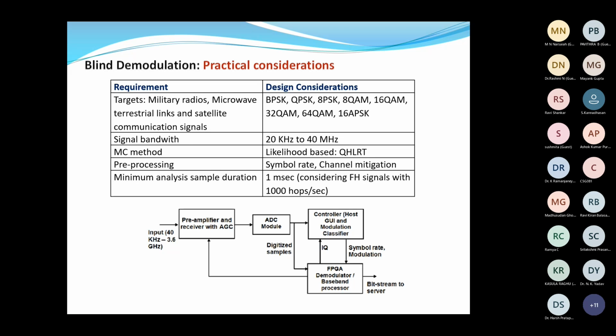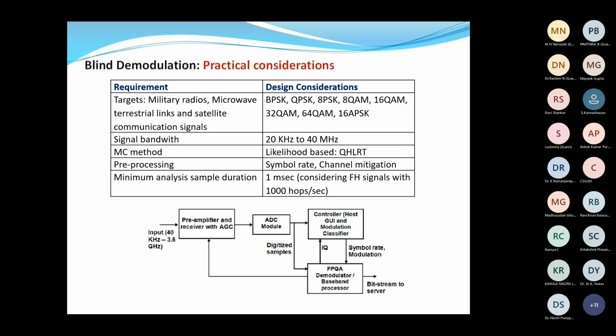Just to consider the requirements and the design considerations. We are looking at targets like military radios, microwave terrestrial links, and satellite communication signals. In that, the range of modulations varies from BPSK up to several orders of QAM, and also some amplitude phase shift keying schemes, which are used for satellite communication. These are the modulation schemes considered based on the practical use of the target signals. Then bandwidths are also based on the practical considerations of the targets. In this case, we have taken 20 kilohertz to 40 megahertz, so the front-end system should be able to tune to these various bandwidth signals using filters.